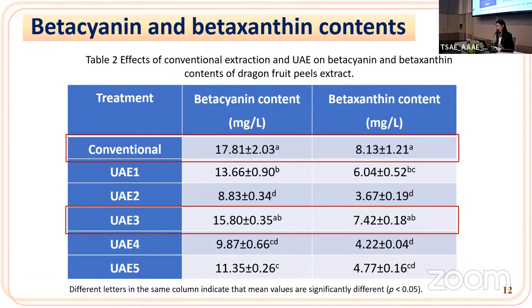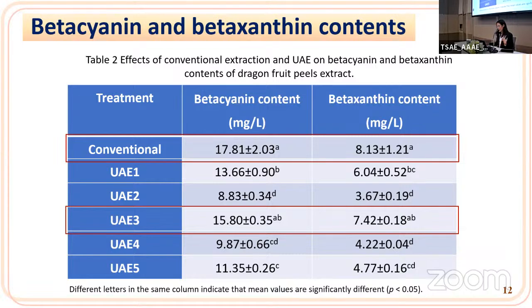Here from this table, we can see that for the conventional method, the beta-catenin content is about 17 milligram per liter, and the other is about 8 milligram per liter. From UAE, it varies from 8 to 15 milligram per liter for the first, and for the other is 3 to 7. So we can see that at UAE 3, compared with the conventional method, the content is comparable with no significant difference.